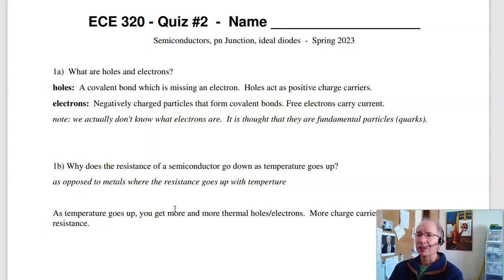Free electrons carry charge. And actually, we don't really know what electrons are. We think they're fundamental particles, meaning quarks, but again, no one's really quite sure.